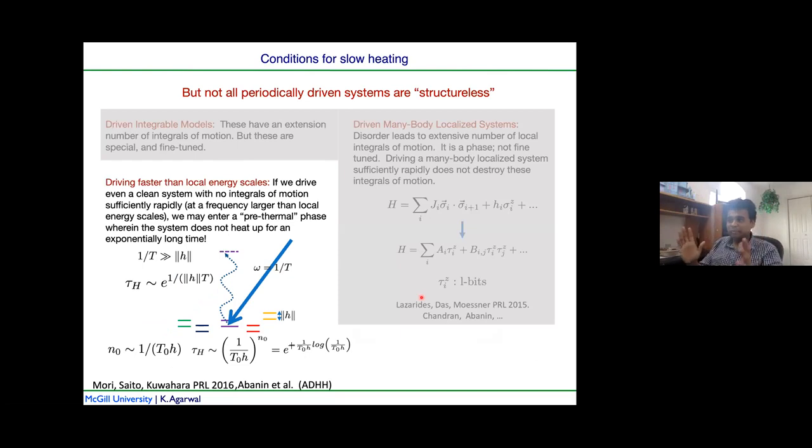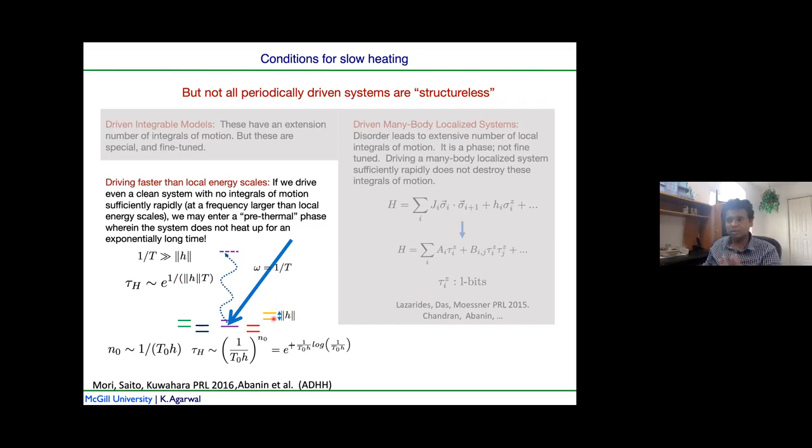But the one that I'm going to be focusing on is this very general setting that was elucidated by Abanin and company and this Japanese group, which is that if you drive a quantum system at a frequency that is slightly larger than the local energy scales of the system, right, then in fact the heating time can be exponentially large in the frequency divided by that local energy scale h.